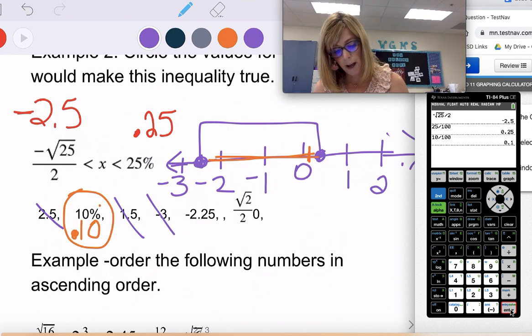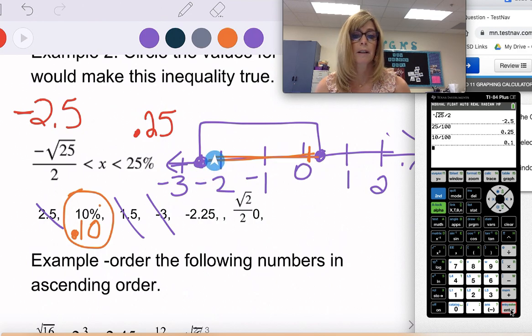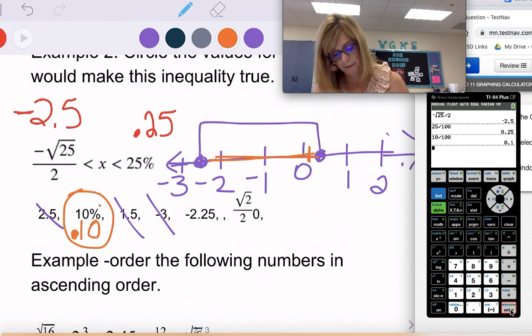Negative 2.25. So negative 2.25 would be greater than negative 2.5. It would be closer to the negative 2, so it is going to be within this region right here. So I am going to circle that one.